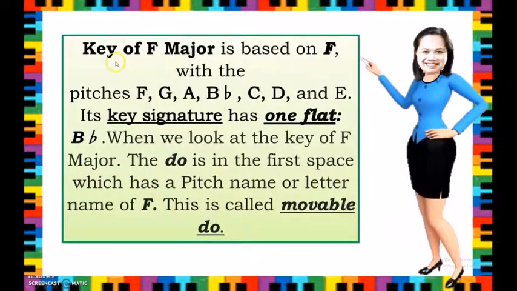Key of F major is based on F with the pitches F, G, A, B flat, C, D, and E. Then go back to F. Its key signature has one flat, which is B flat. When we look at the key of F major, the do is in the first space, which has a pitch name or letter name of F. This is called movable do. Okay?